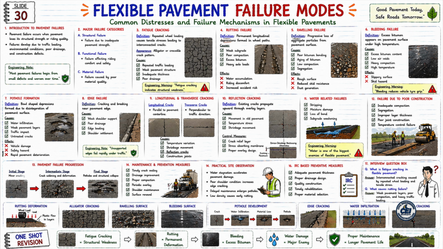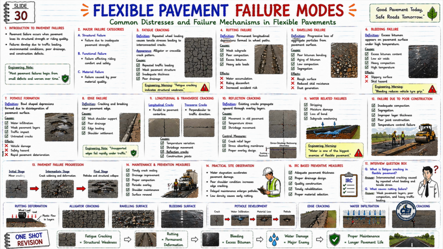Now let us look at the eighth topic. Edge failure. Edge failure refers to cracking and breaking near the pavement edge. Now look at the causes. Weak shoulder support. Poor drainage. Edge loading. Shoulder settlement. See the engineering note below. Unsupported edges fail rapidly under traffic. And this problem is very common in narrow shoulder roads.